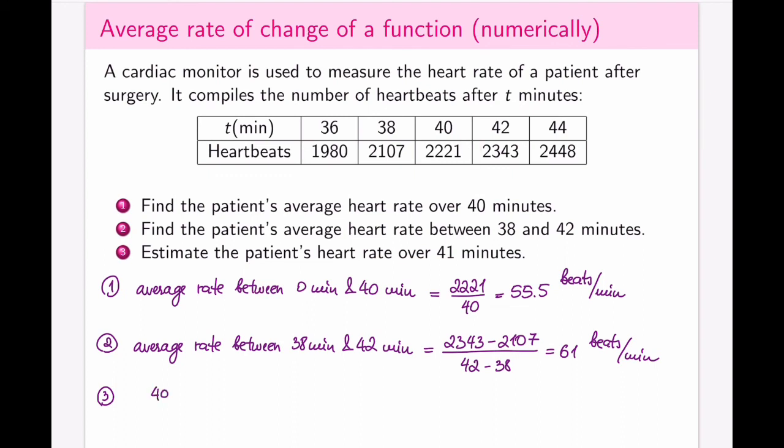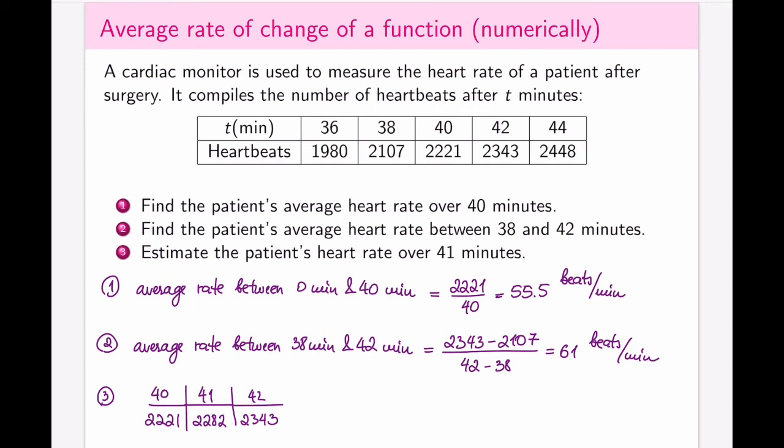So let me actually pretend that I have this table here. So 2221. What I would like to have is 41 and some number, and then 42, and I have 2343. Now, same logic as in the Usain Bolt's example. Because 41 is halfway between 40 and 42, it's a reasonable assumption that the number of heartbeats is going to be exactly halfway between the two numbers that are here. And if I calculate that, I'm going to skip those calculations, it turns out to be 2282.